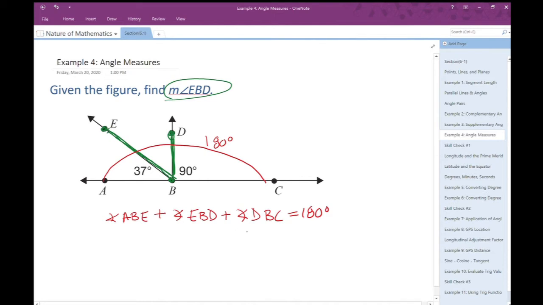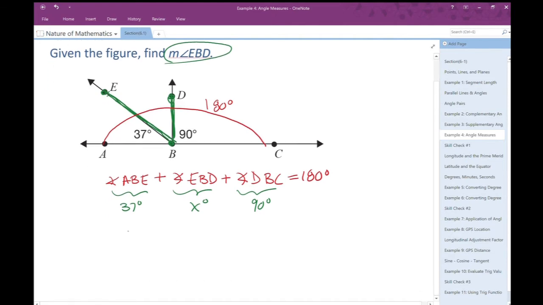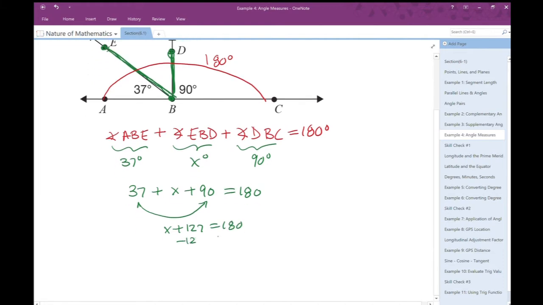We can see from the drawing that this angle is 90 degrees, that this angle is 37 degrees, and because EBD is unknown, we will call it x degrees. Now we can write our equation, 37 plus x plus 90 has to equal 180. We can combine these two constants and say that x plus 127 is equal to 180. Now we can subtract 127 from both sides of our equation. X is equal to 53 degrees.